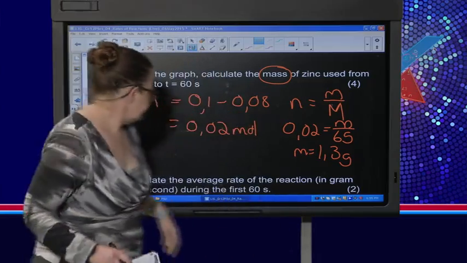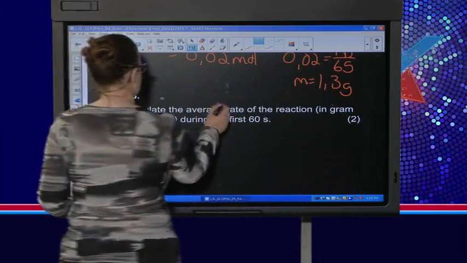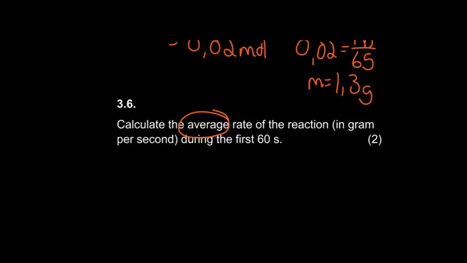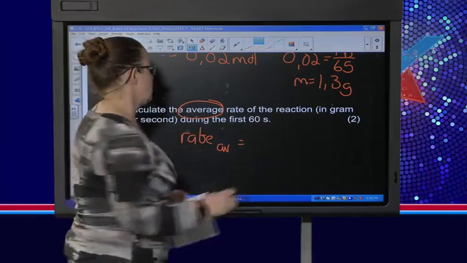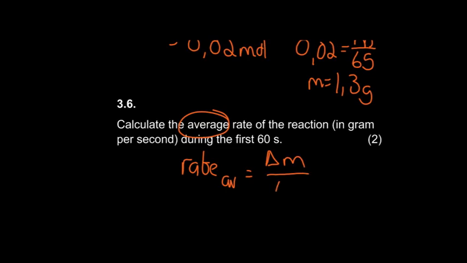We don't need to. Now they say calculate the average rate, in grams per second, during the first 60 seconds. This is new. So we're looking for the average rate. We said that rate is changing concentration. In this case, we're using the changing mass, so we do the change in mass of the zinc over the change in time.